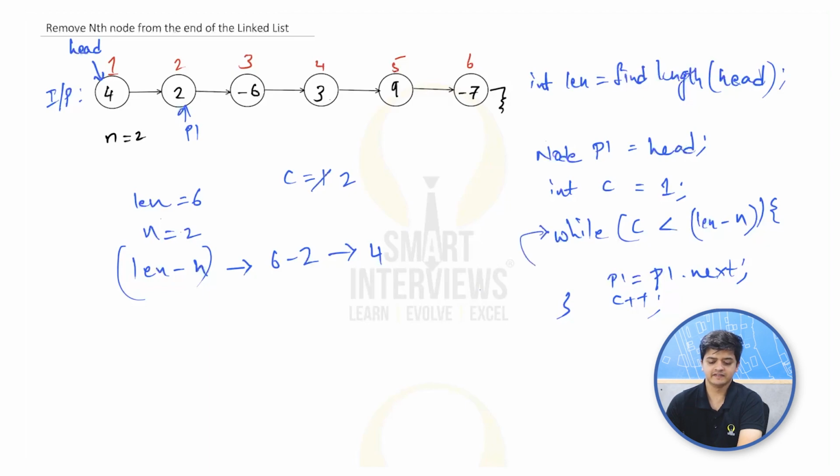Then again it will check if c is less than length minus n, which is true. So again it will move p1 forward and it will increase c. Then again it will check, it will see that it is less than length minus n. So again it will increase p1 and it will increase count. Now it will see that c is not less than length minus n. So it will not go into the while loop and it will not move forward.